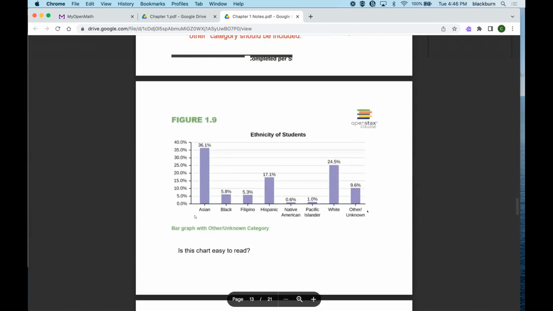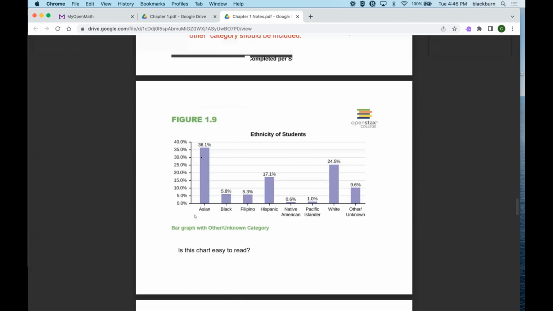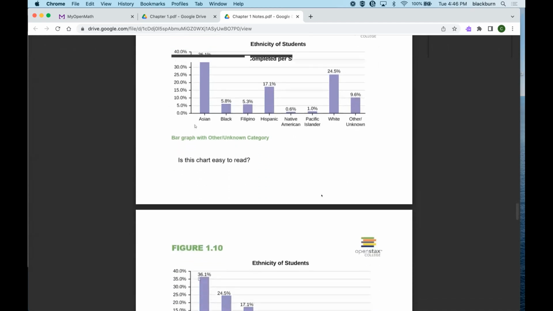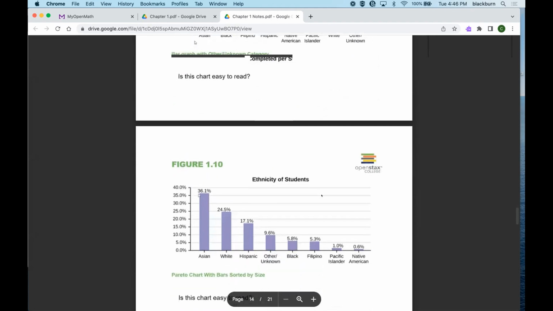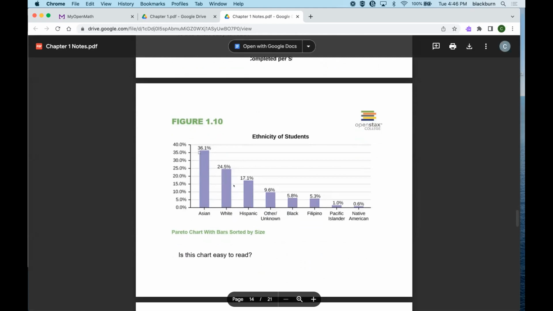So here they put the other category in. And then they ask, is this chart easy to read? Well, it's not bad, but it might be nice to order them, right? It might be nice to order them into descending order. And I think that's what it does in the next one. So now this chart would be easier to read because we sorted the chart by size.